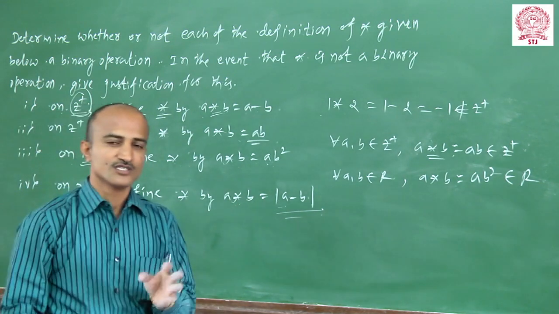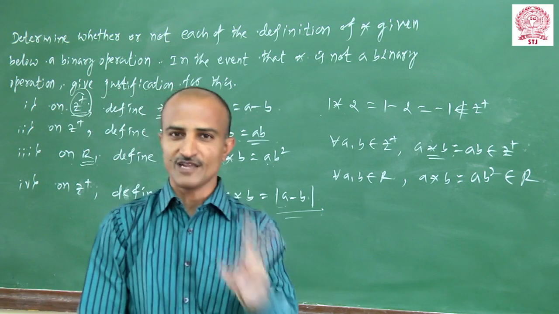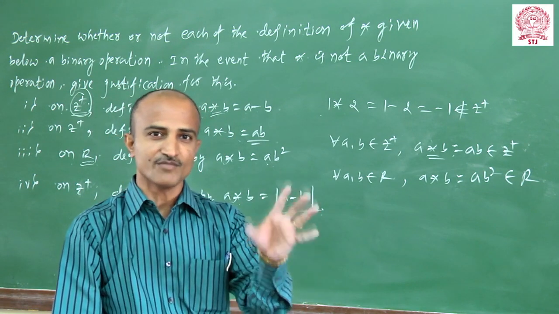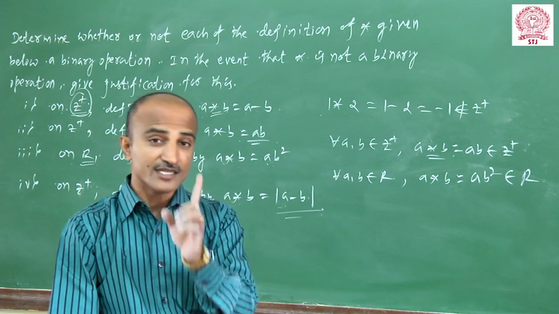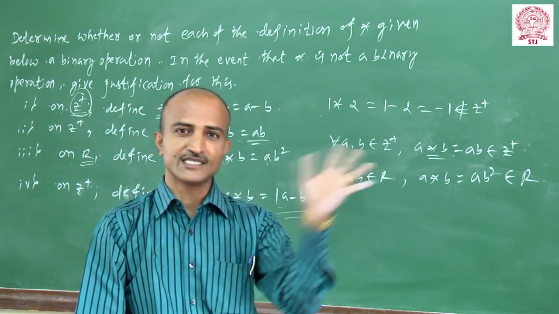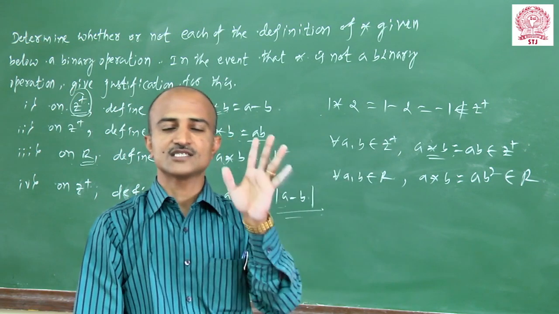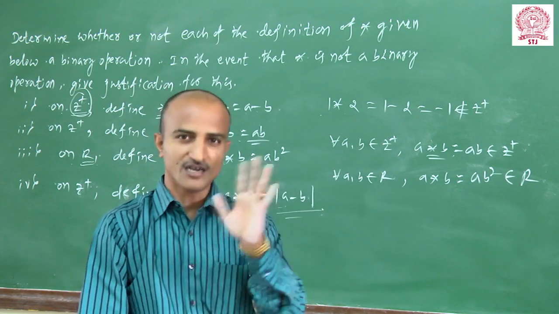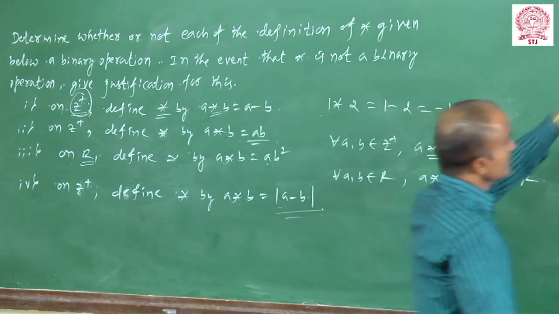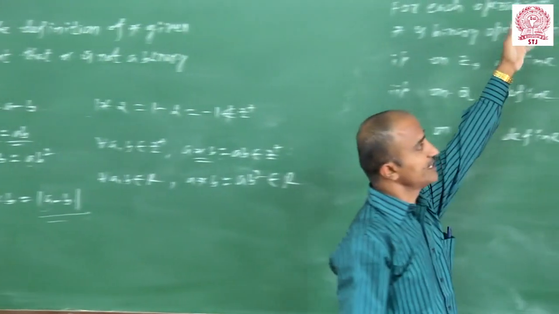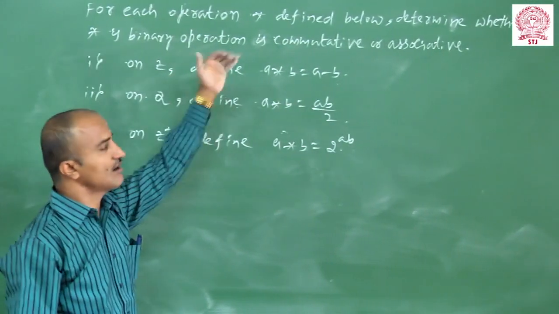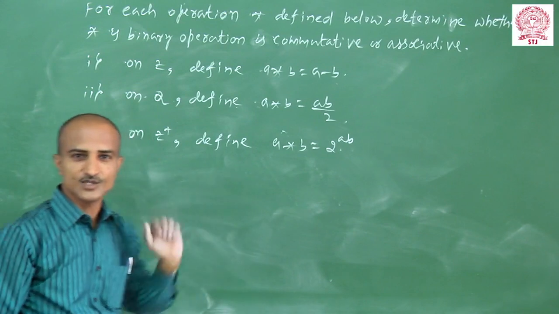Here what to do? We just need to take a pair of elements and check whether that pair of elements combined by star belongs to the same set, and that element should be unique. You just verify those two conditions. It is enough to say that star is a binary operation on the given set. Here we need to verify whether the star is binary, commutative or associative.